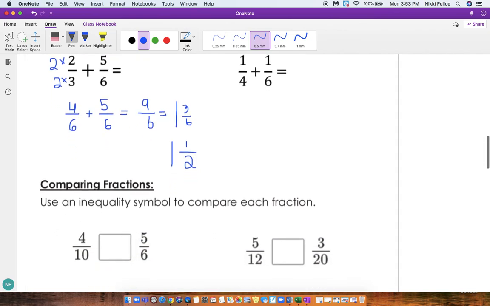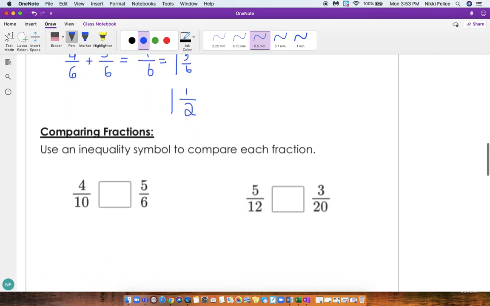The other time that we use the least common multiple with fractions is when we compare fractions. I want to know which of these fractions is bigger, 4/10 or 5/6, and we are going to use an inequality symbol to compare them. Well, I can't compare fractions unless they have the same denominator, which means I need to use the least common multiple between 10 and 6. So I can rewrite these fractions with the same denominator. If you don't know what the least common multiple is, that is okay.